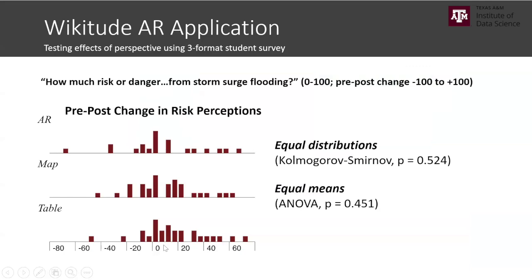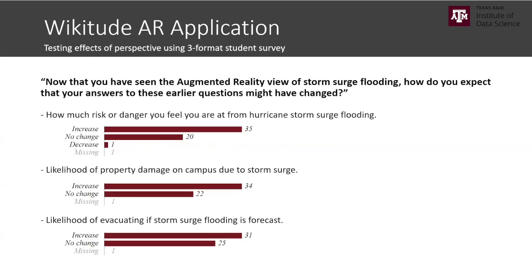However, I didn't see any significant differences across the AR, map, or table views. If anything, the map and especially the table views seem to produce a larger shift towards higher risk perceptions. And I have some thoughts about that we could talk about during the Q&A if that's something you're interested in. But the main finding here was no significant difference, actually.